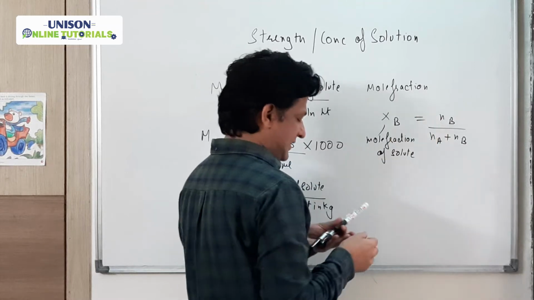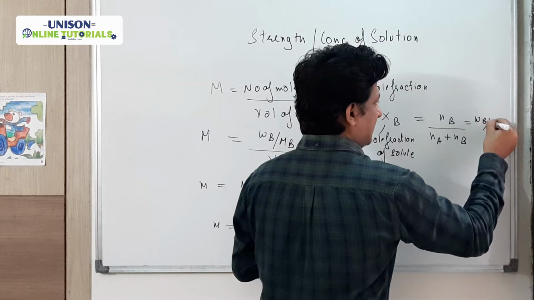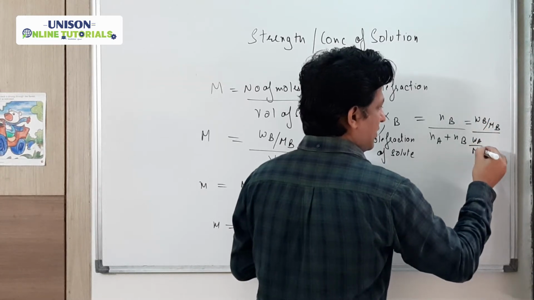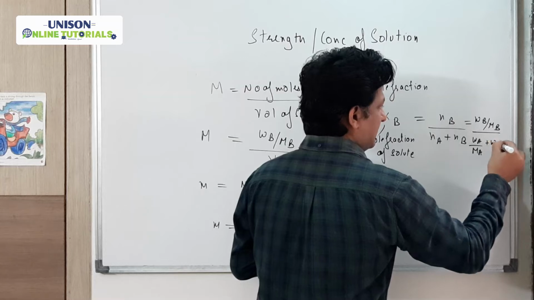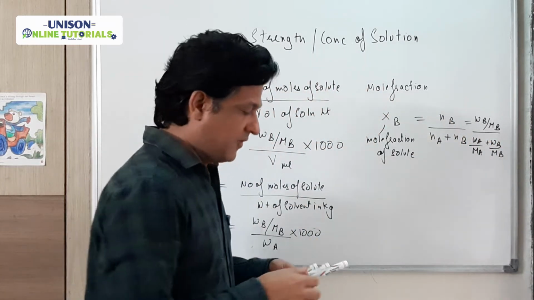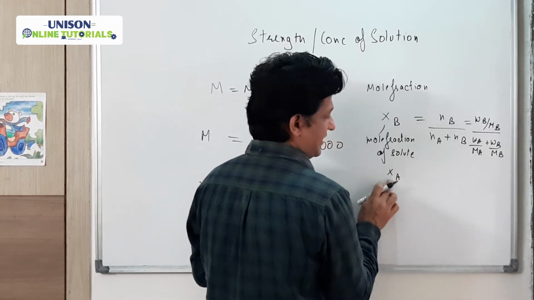Again, how will we find the number of moles? That is weight by molar mass. This is weight of solvent by molar mass of solvent plus this weight term. Clear? Now if we have to calculate the mole fraction of solvent, this is the mole fraction of solvent.